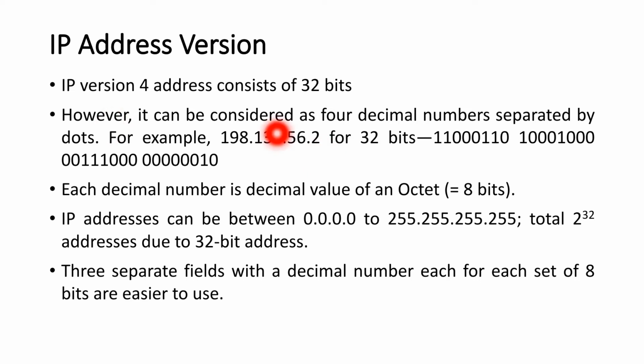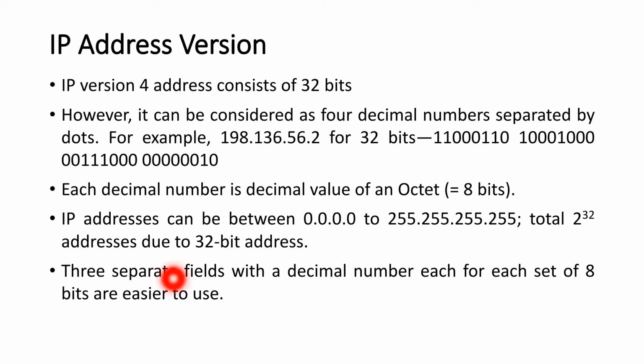For example, 198.136.56.2 for 32 bits. Here is the binary representation, in terms of zeros and ones. Each decimal number is the decimal value of an octet, that is 8 bits. IP addresses can range between 0.0.0.0 and 255.255.255.255, so there are a total of 2 power 32 addresses due to the 32 bit address type.